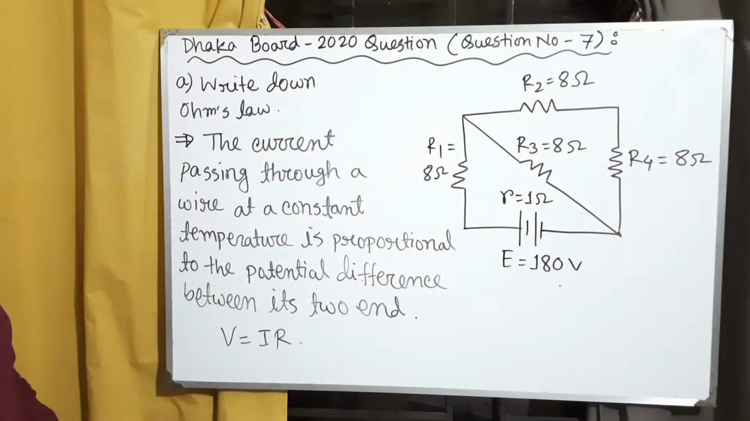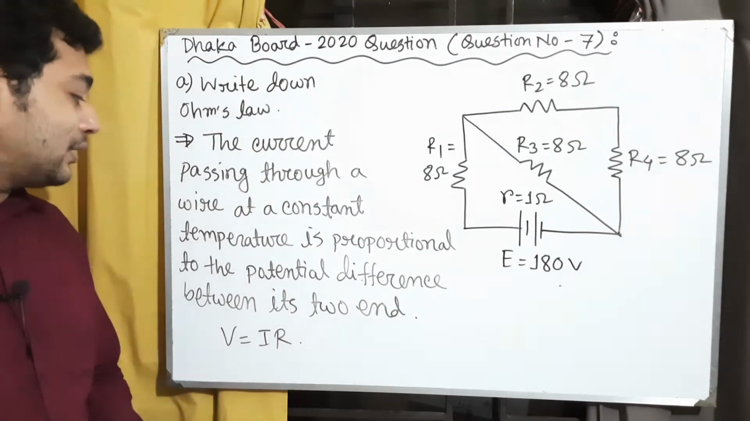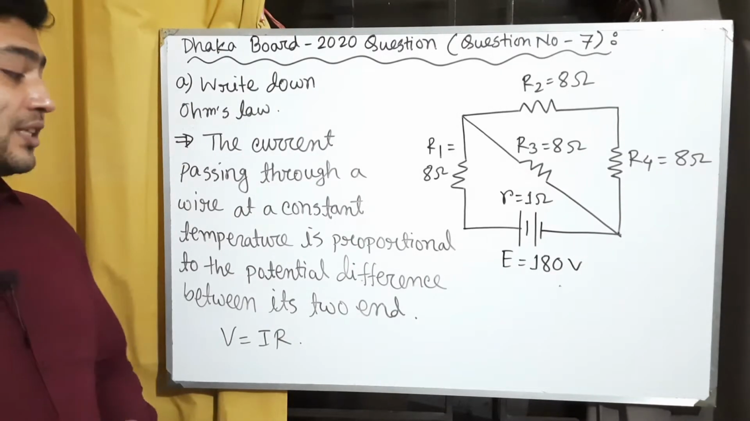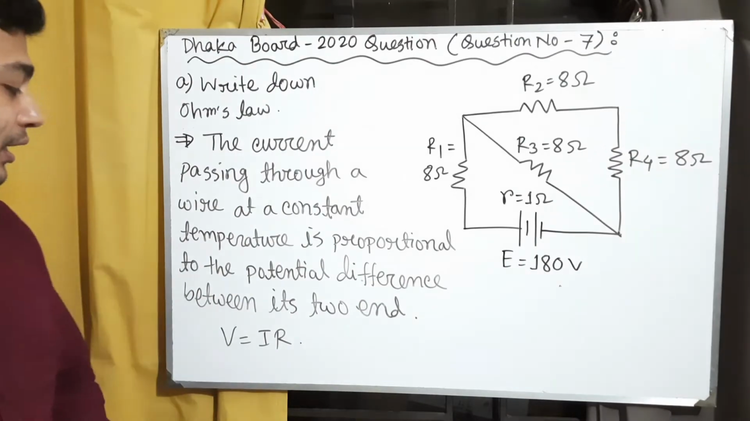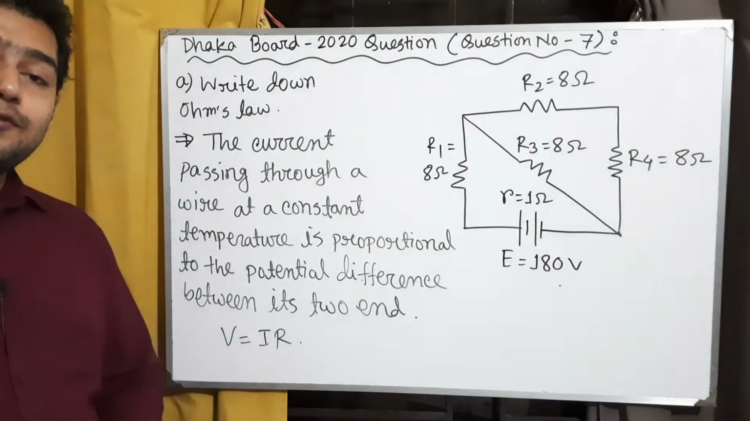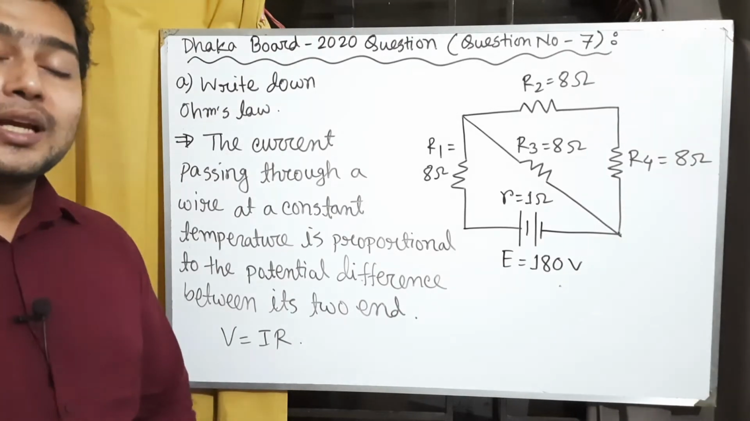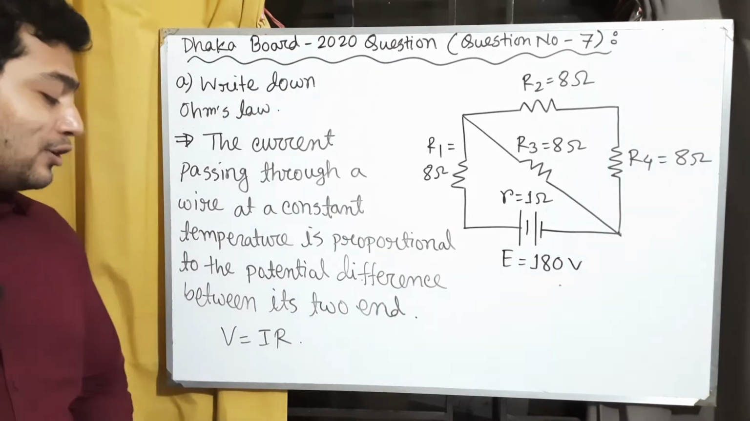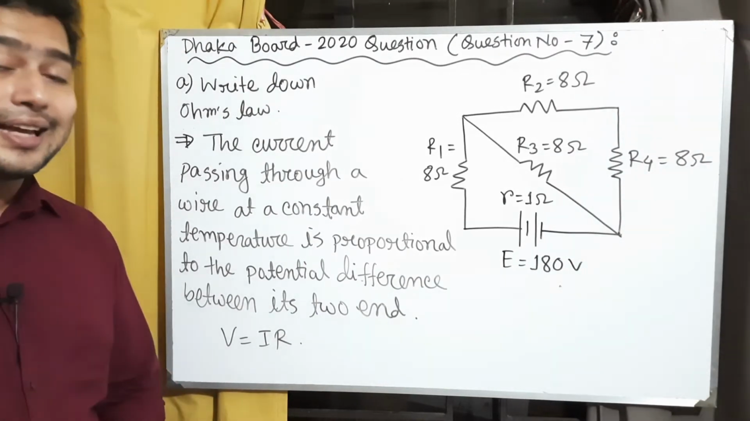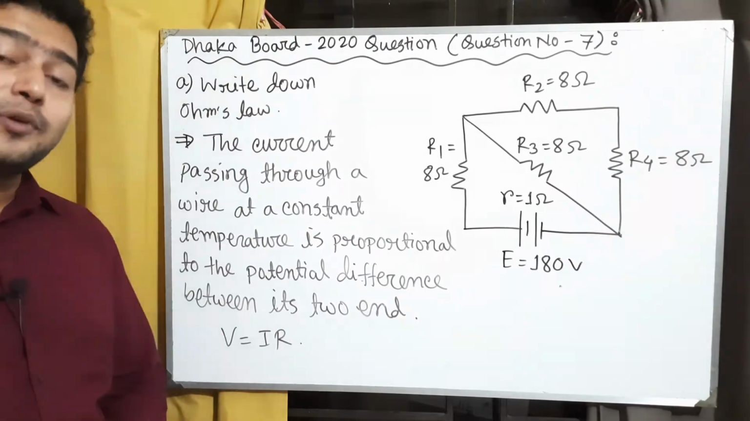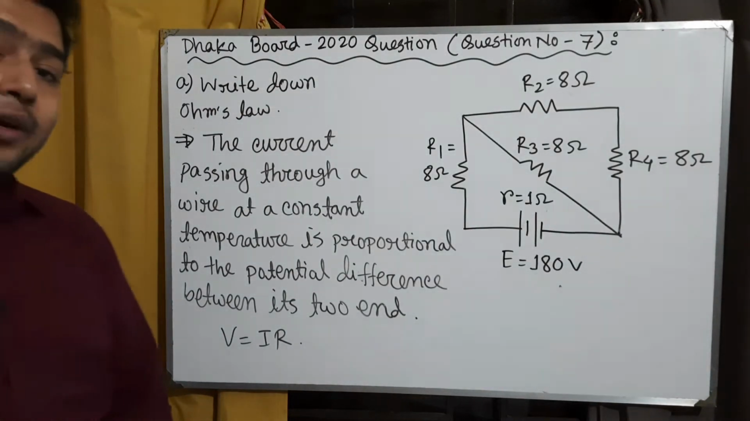I am repeating again: the current passing through a wire at a constant temperature is proportional to the potential difference between its two ends. So we can say that V is proportional to I, and we can write V equal to IR. Here R is called the proportionality constant, and it is called the resistance of the wire.